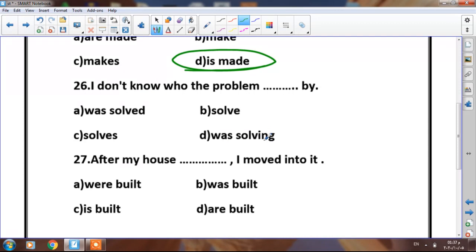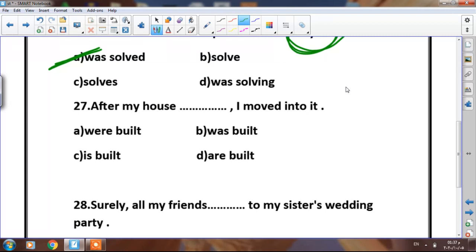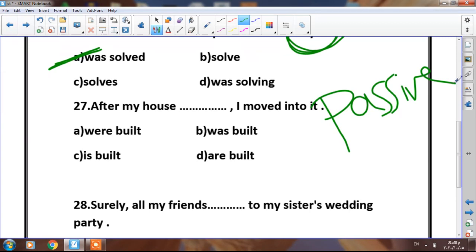I don't know who the problem dot by. Again this sentence is passive: "I don't know who the problem was solved by." Nothing is passive except this one, so the answer will be "was solved" because we have the word "by." After my house dot, I moved into it. Can the house build itself? Of course not, so the sentence is passive. Were built, was built, is built, are built? The house is singular, so I have to choose "was built." I cannot choose "is built" because the whole sentence is in the past. It's clear.